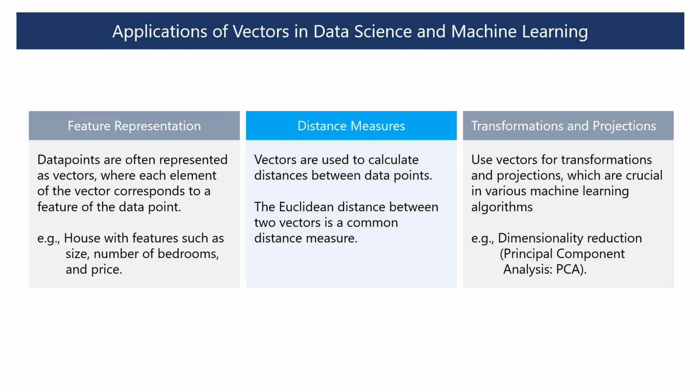The second is distance measures. Vectors are used to calculate distances between data points. The Euclidean distance between two vectors is a common distance measure, calculated as the magnitude of the difference between two vectors. The third is transformations and projections. Vectors are used in transformations and projections, which are crucial in various machine learning algorithms, including dimensionality reduction techniques like principal component analysis.